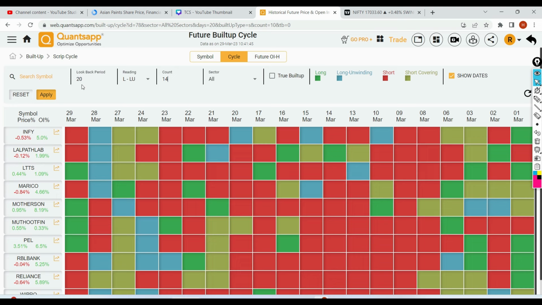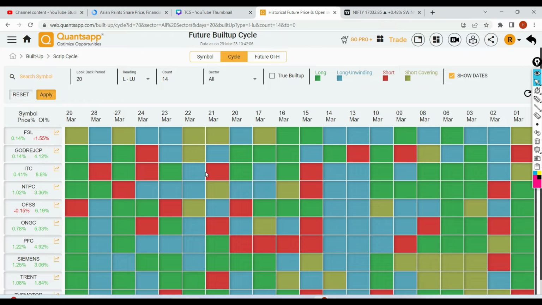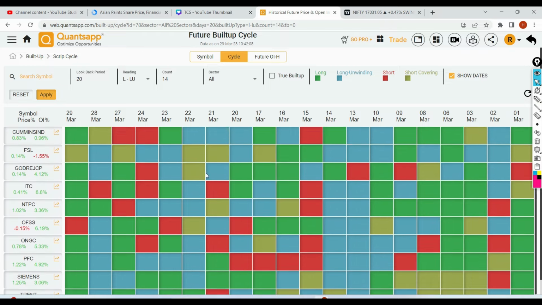In the last 14 days, what are the stocks where this activity, more of long and long unwinding, has been happening? We all know the market is falling, but still I wanted to see what those stocks are. Now if I click on apply, yes, we got only these stocks. Even if I scroll, we got these stocks.